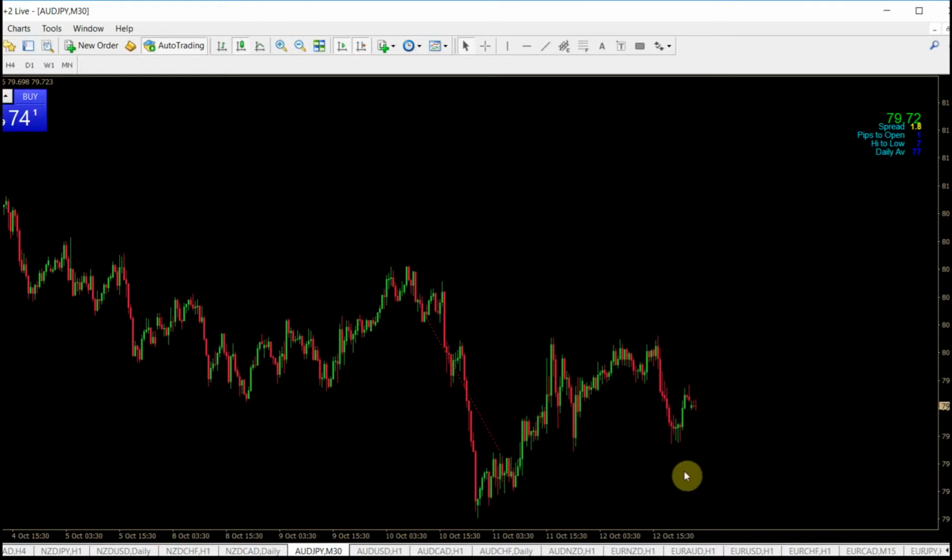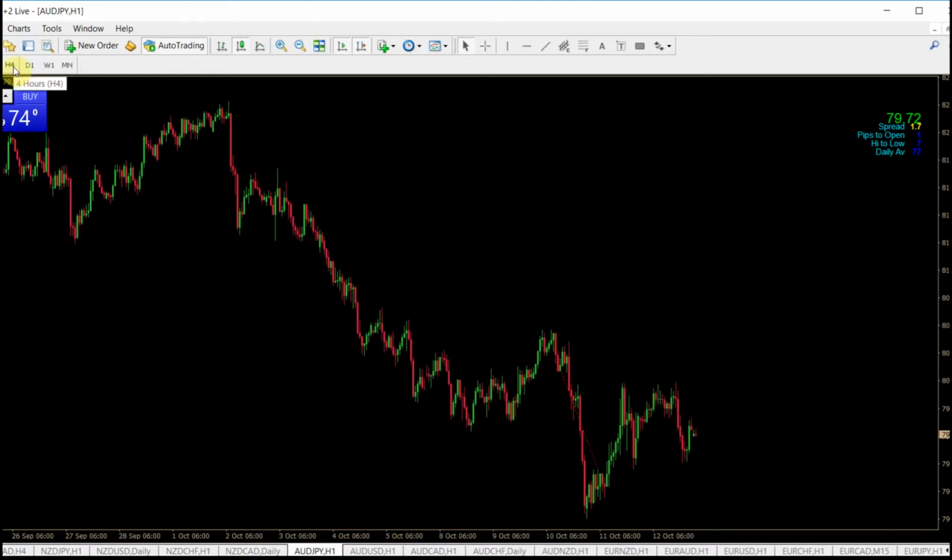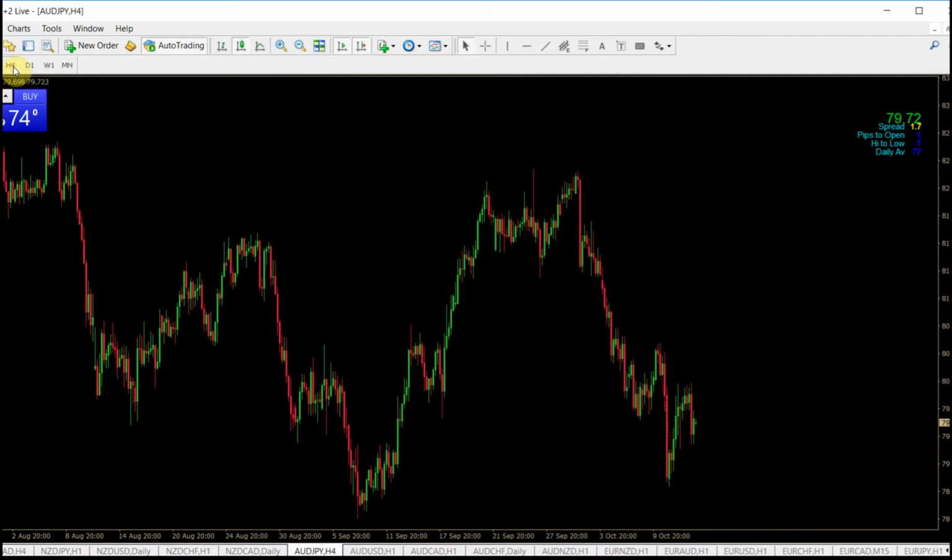And then we've gone down, but I'll keep an eye out on this and see what happens. But in general, I'd only be looking for shorts on the Aussie yen, but we could correct a little bit more, potentially back to this area, but maybe not, before we continue down and probably make a new low, or at least come back to this low.